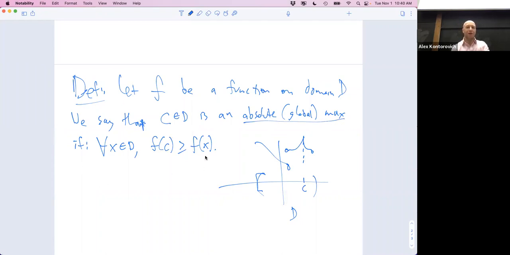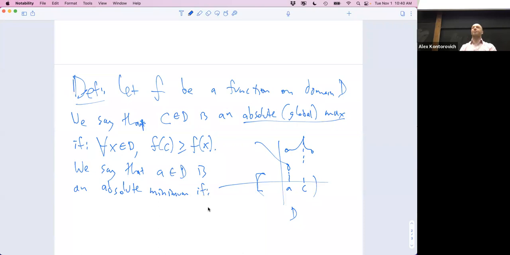What does it mean if we have an absolute min? So let me not use the same letter c. Let me call this, I don't know, a. We say that a in the domain is an absolute min or global minimum if f of a is less than or equal to f of x for all x in the domain. Beautiful. Okay, it's just the obvious thing. f of a, if it's the smallest guy.